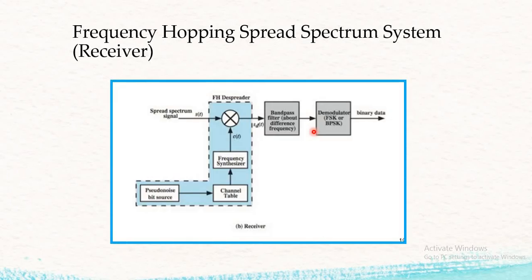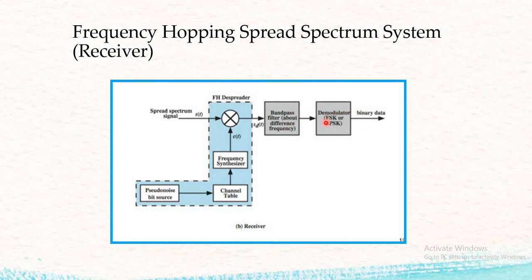Then at the receiver end, we have the spread spectrum signal. That signal is multiplied with the same frequency synthesizer output which was used at the transmitter. It will recover the signal, and then we have the bandpass filter, and this particular bandpass filter is for the difference frequency. It passes only the difference frequency, blocking out the adding frequency. And then we have a demodulator.